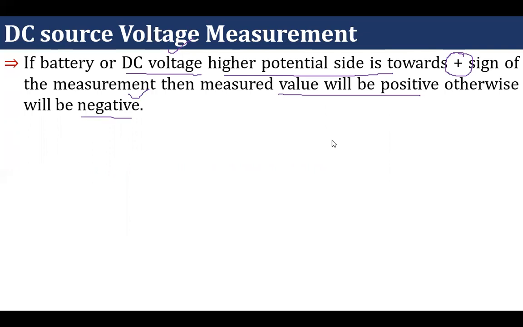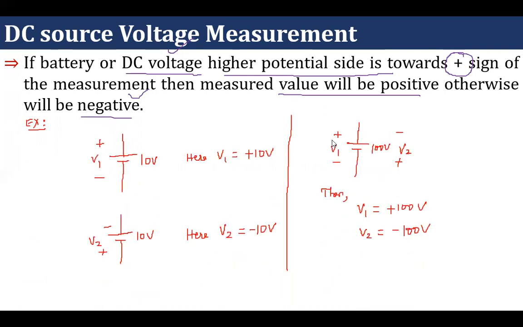Let's understand this concept through these circuits. Here we have a 10-volt battery. What is the magnitude of this voltage? 10 volt. If it is measured in this manner, we are putting plus sign here and minus sign here. So we just have to see where this plus sign has been marked. If this plus sign has been marked towards the positive plate of this battery, it means this voltage will be plus 10 volt. This measured voltage V1 will be equal to plus 10 volt. It will not be minus 10 volt, it will be plus 10 volt.